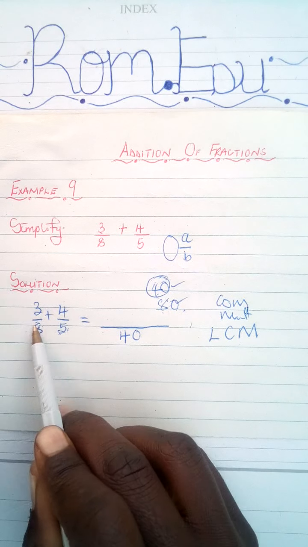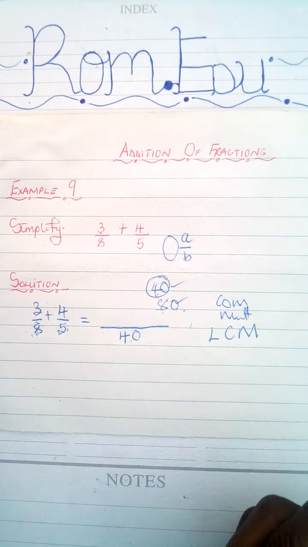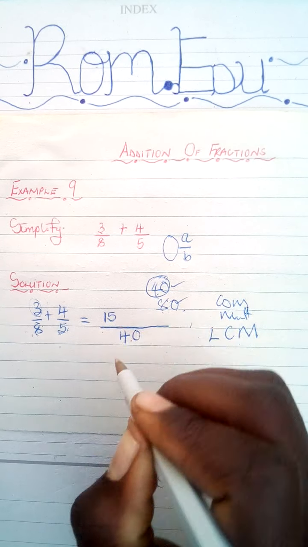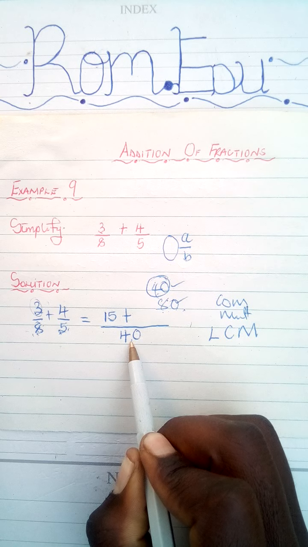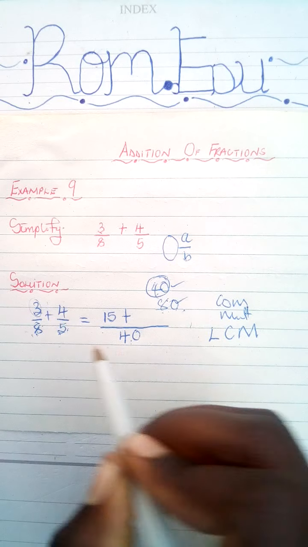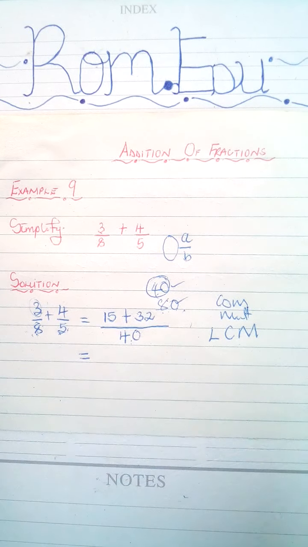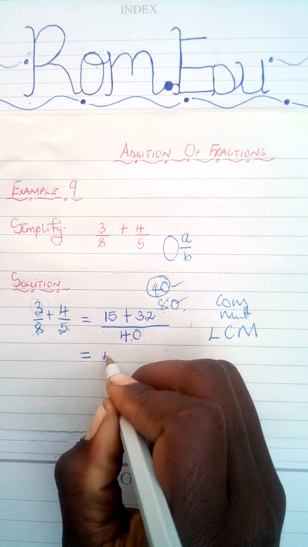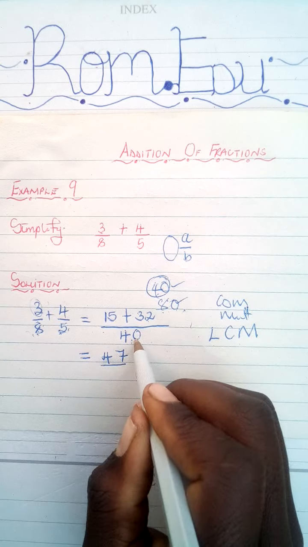So I say 8 into 40, that's 5. The answer that I get, I multiply with the numerator. So 5 times 3, that's 15. Plus 5 into 40, that's 8. Whatever I get, I multiply with the numerator. So 8 times 4, that's 32. Then I add: 15 plus 32, that's simple arithmetic. We're going to get 47 here. Now, over, don't forget the denominator, 40.